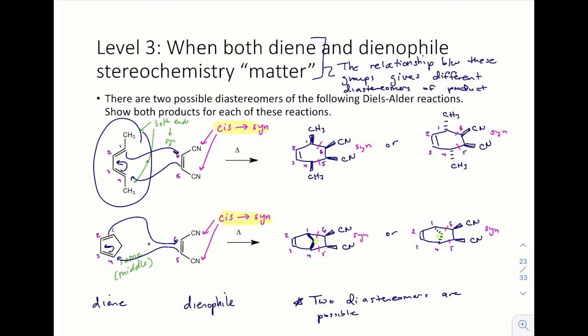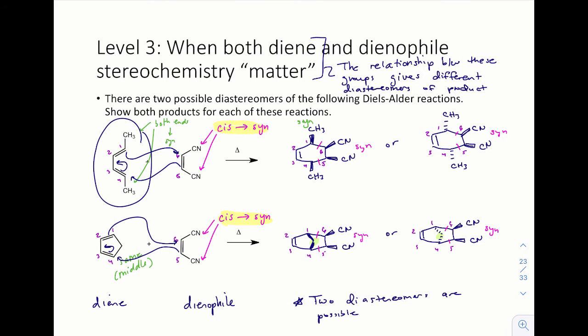So these two diastereomers are represented by the groups on the diene being syn to the groups on the dienophile, or the groups from the diene being anti to the groups from the dienophile. Same for the second reaction. The group substituent on the diene could be syn, or it could be anti to the groups from the dienophile. Now, you might be wondering, well, why didn't we see this before?